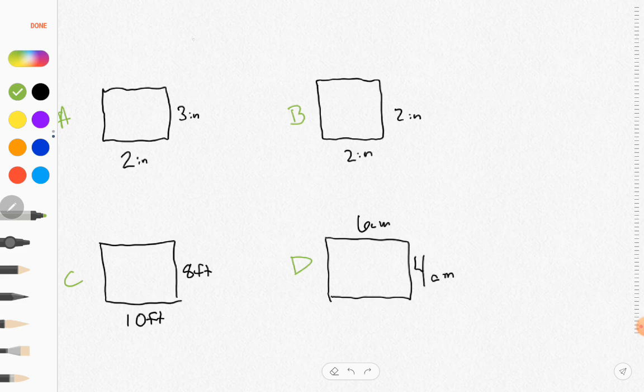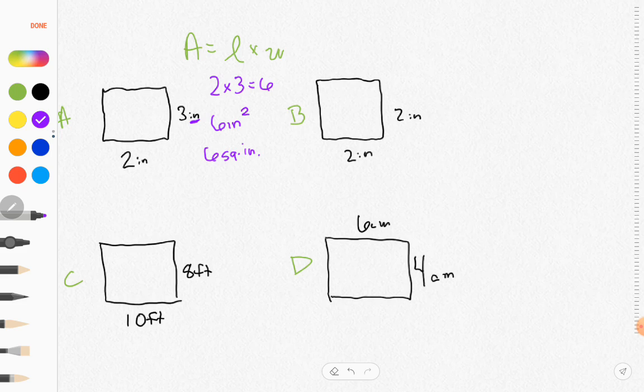The mathematical formula for area is area equals length times width. So for A here, it would be 2 times 3 equals 6. But it's very important that this is in inches. The area of that rectangle is not just 6, it's 6 inches squared, or 6 square inches.